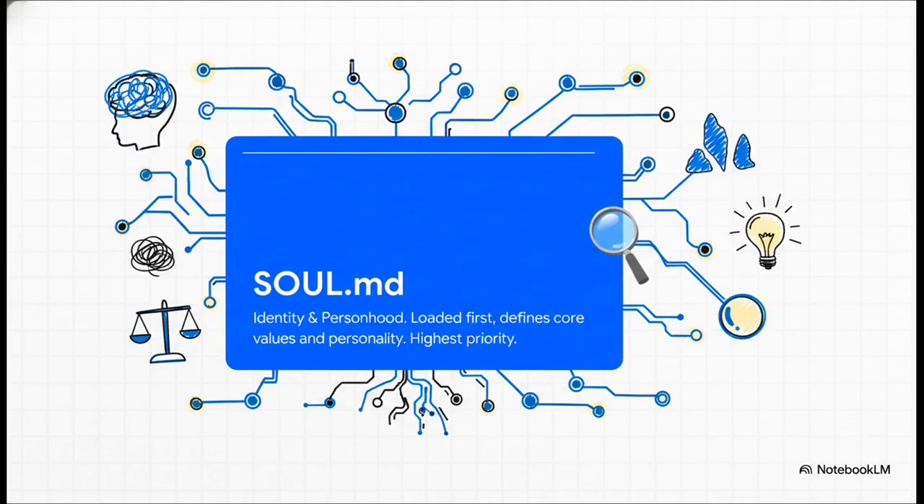All right, first up, and this one is the big one, is SOUL.md. This file is loaded before anything else. It defines the agent's personality, its ethics, its core values. You can think of it as the AI's foundational philosophy. But this is where it gets really wild.